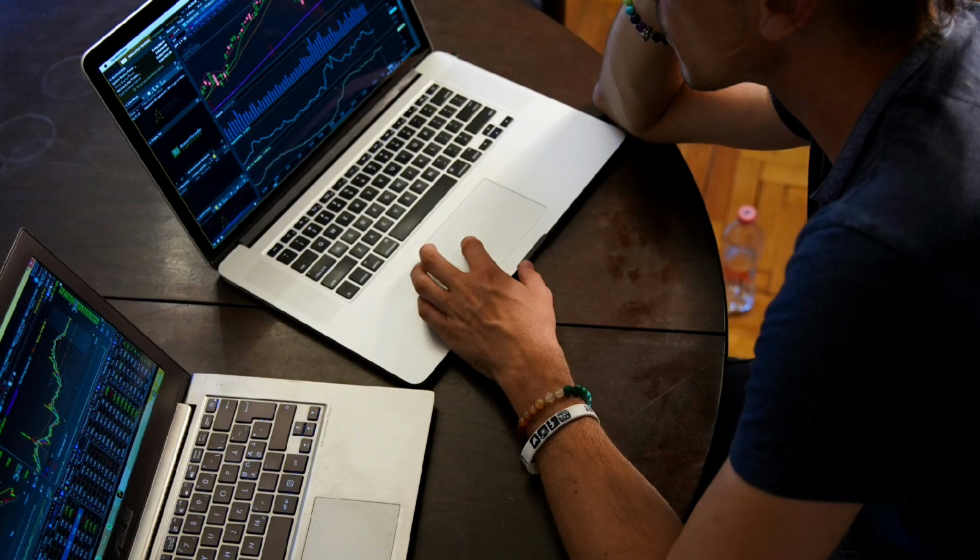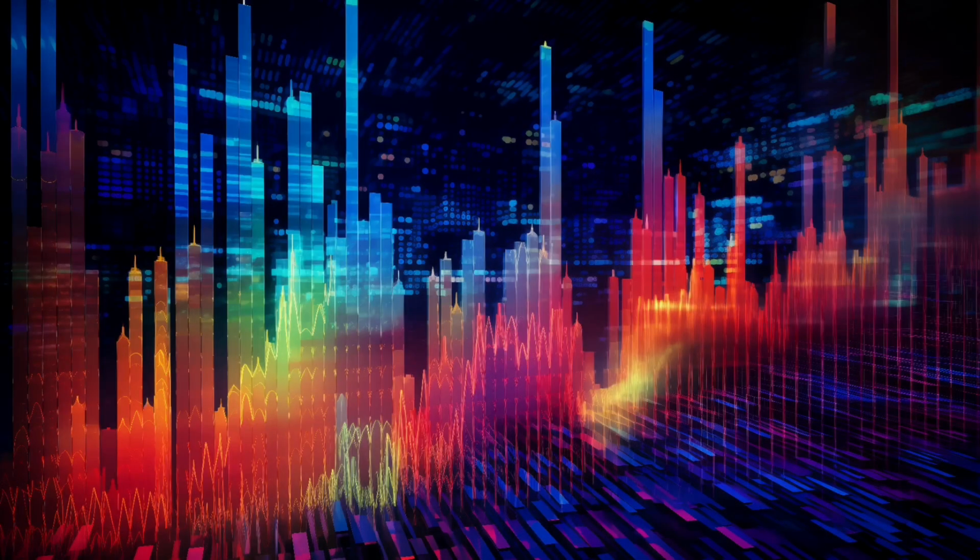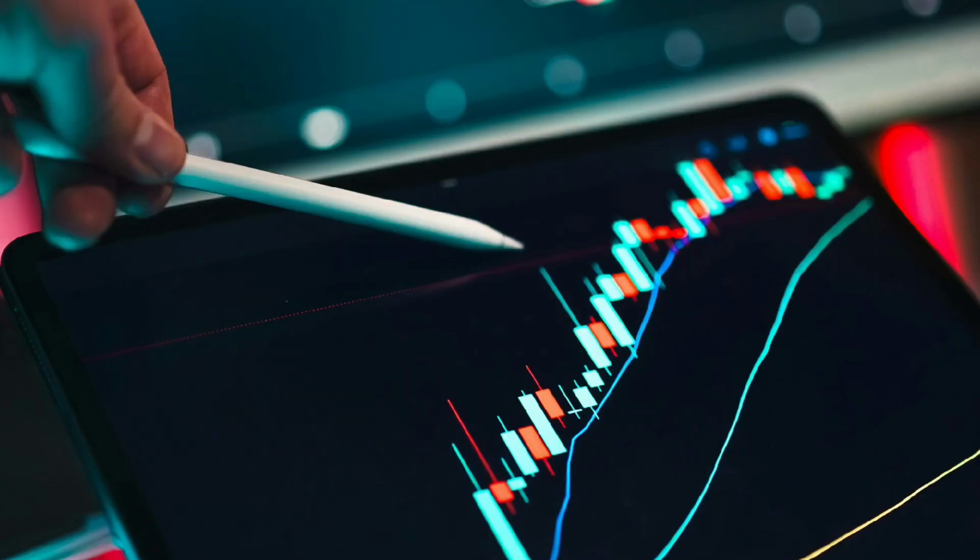The goal of learning candlestick analysis isn't to achieve perfect predictions. It's to stack probabilities in your favor so that over many trades your wins outweigh your losses. Risk management remains essential because even the strongest candlestick signal can fail, which is why disciplined traders always plan their exits and never risk more than they can afford to lose.